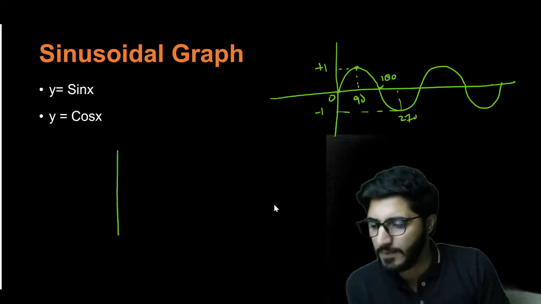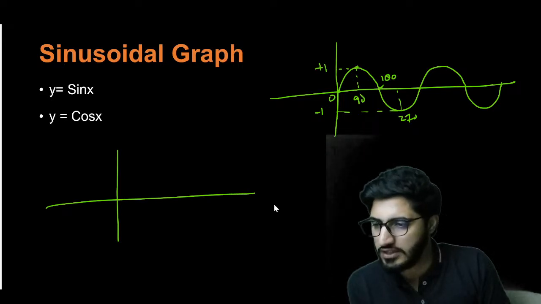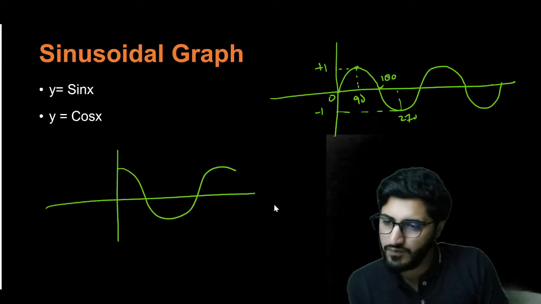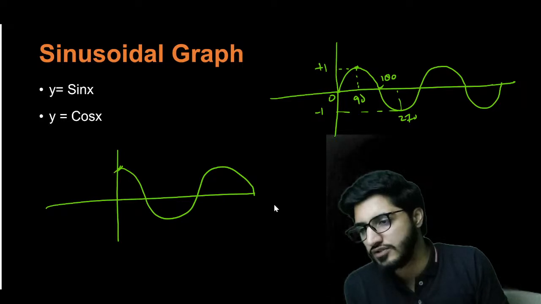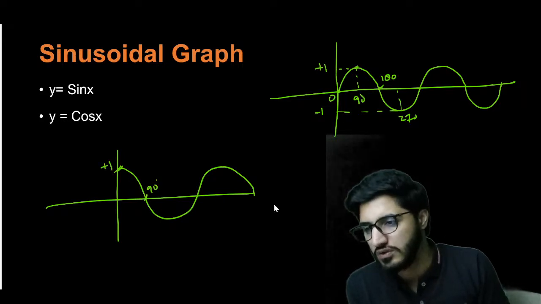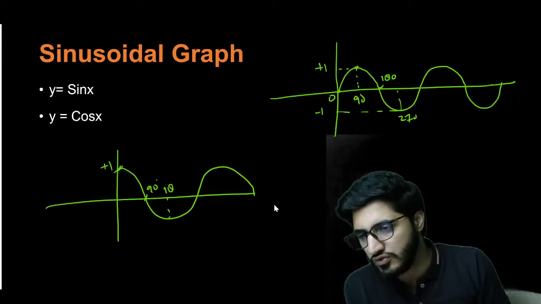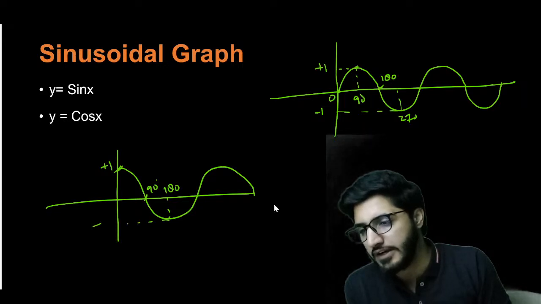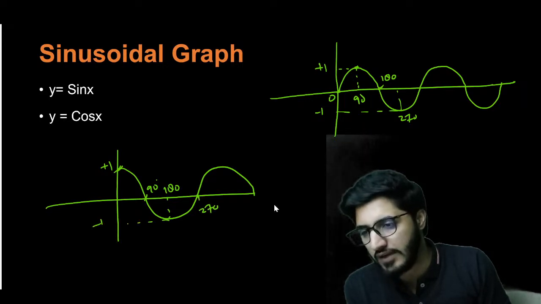Now if we are having a cosine graph, so it starts from 1, right? So at x 0 we are having plus 1, at 90 we are having 0, at 180 we are having minus 1, and at 270 we are having also 0.